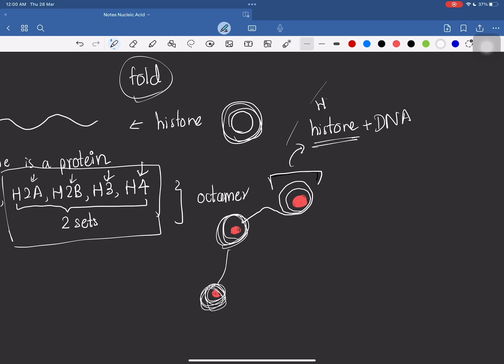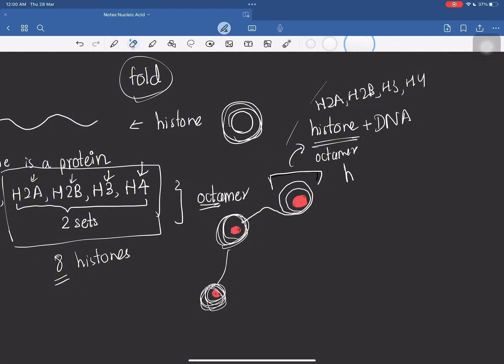Remember, this histone is only H2A, H2B, H3, and H4, two sets, an octamer. And it's called an octamer because they are a total of 8 histones. 8 represents octa. Okay, so the octamer together with DNA is called a nucleosome.